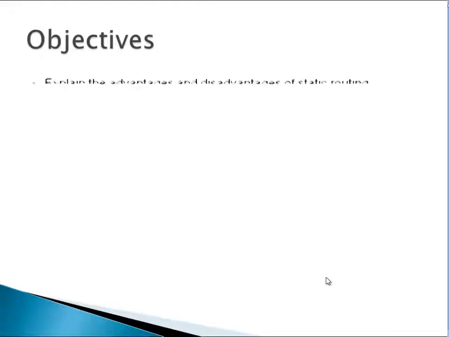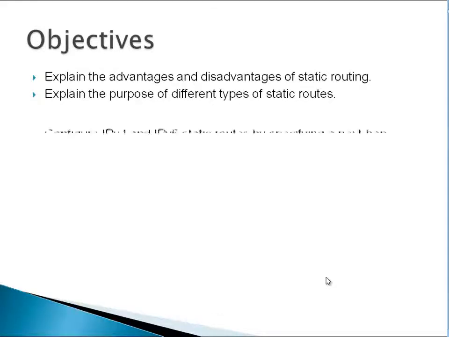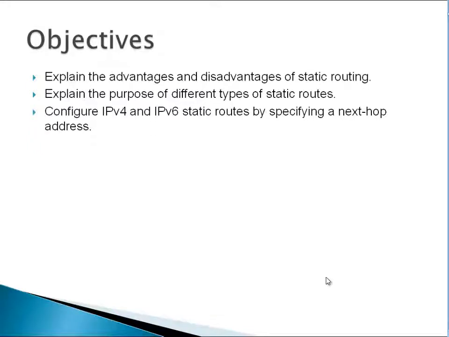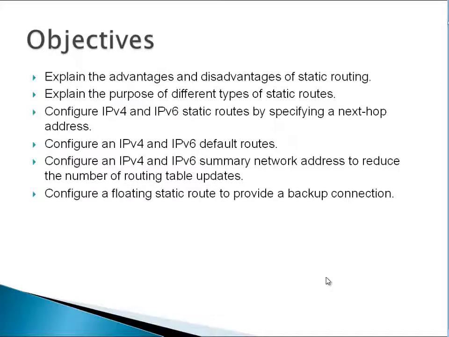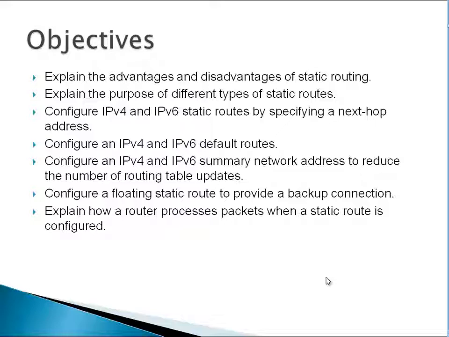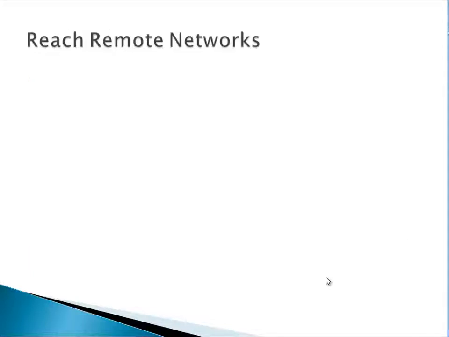Objectives for this lesson are to explain the advantages and disadvantages of static routing, explain the purpose of different types of static routes, configure IPv4 and IPv6 static routes by specifying a next hop address, configure an IPv4 and IPv6 default route, configure an IPv4 and IPv6 summary network address to reduce the number of routing table updates, configure a floating static route to provide a backup connection, explain how routers process packets when a static route is configured, and troubleshoot common static and default route configuration issues.